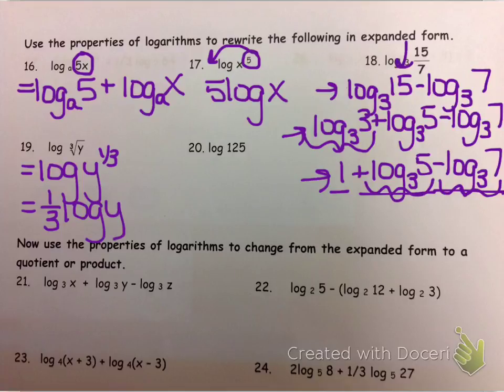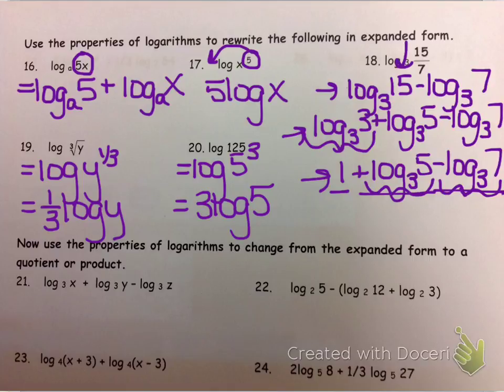And then the same thing goes for number 20. You would rewrite that 125 as 5 cubed. So now it's written as a power, so that power can move down to the front, and it would be 3 times log of 5. Okay, so this is what we call expanding the log. So whenever we ask you for expanded form, that's what you would do.